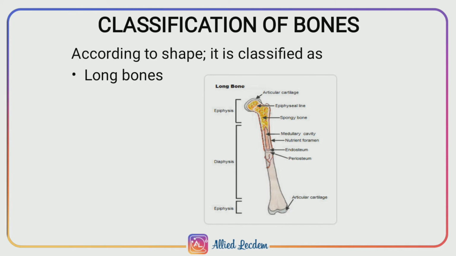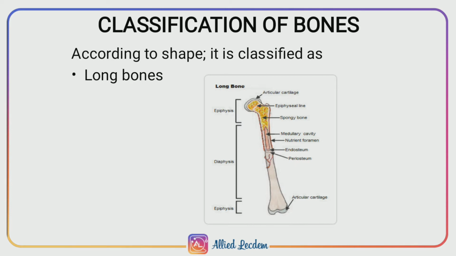According to the shape, bone is classified into, first, long bone. Each long bone has an elongated shaft, that is diaphysis, and two expanded ends, that is epiphysis, which are smooth and articular. The shaft typically has three surfaces separated by borders, a central medullary cavity, and a nutrient foramen which helps in the growing of the bone.